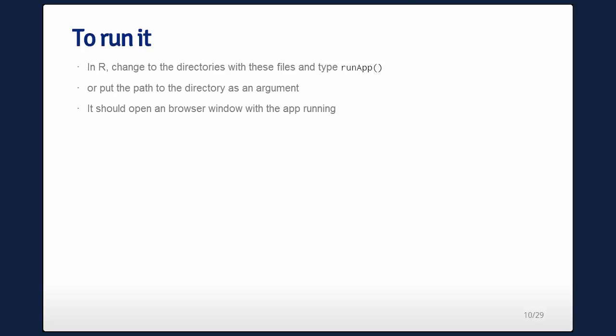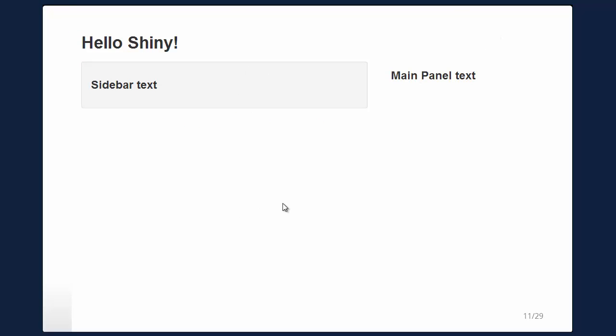To run it, you change into the directory with these files and type runApp, or you can put the path as an argument, and it should open a browser window with the app running. So here's kind of what it would look like. It's chopping off part of the main panel just to make it fit on the page for me here when I cropped it as an image. But it renders the text, hello Shiny. Here's sidebar.